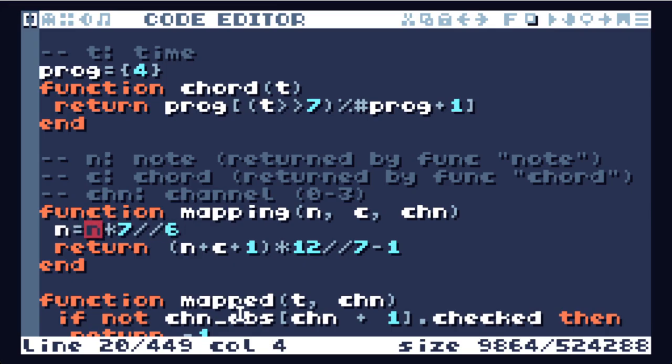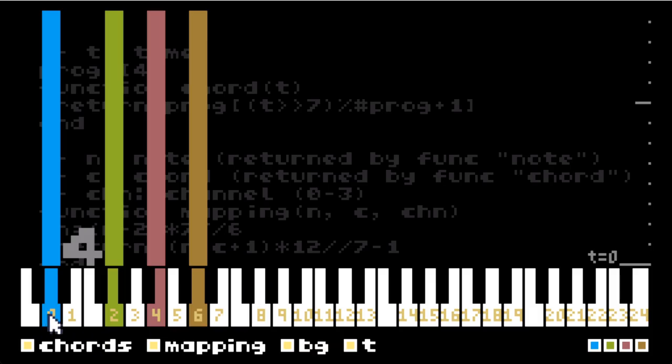And now the magic is that if we subtract any number from n which is a multiple of 2, for example, if we subtract 2 from here, what we get is the second inversion of the G major chord. So we are starting the G major chord from D, G, B, and D one octave up.